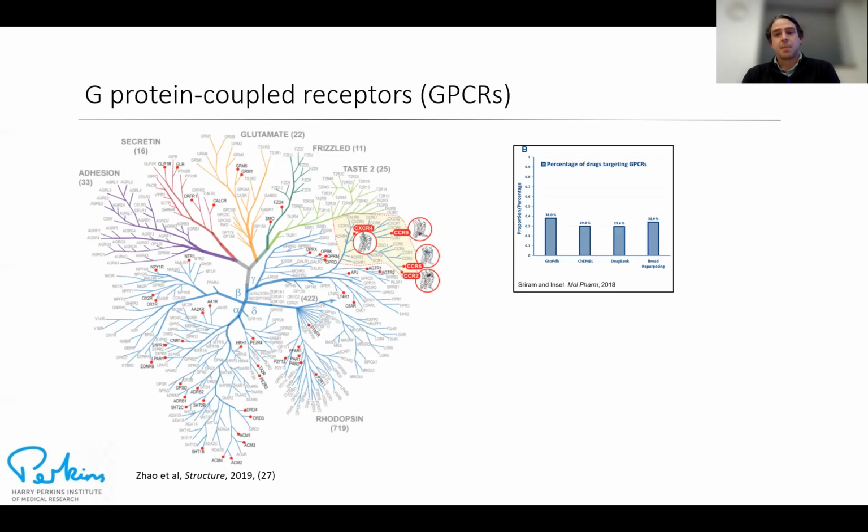So my research is mainly focused on G protein coupled receptors, or GPCRs for short, and these are a very large family of membrane receptors found widely throughout the body. Now, I'm sure you're aware that GPCRs are a very useful therapeutic target, and if you look at the literature, you'll find that approximately 30% of drugs on the market target a GPCR or related protein.